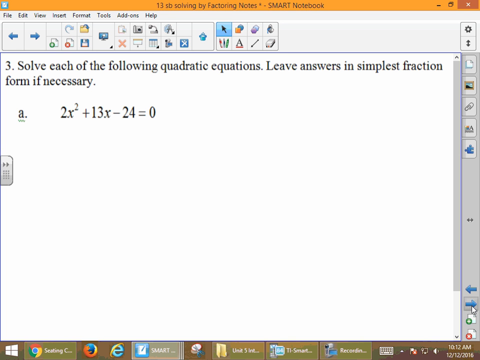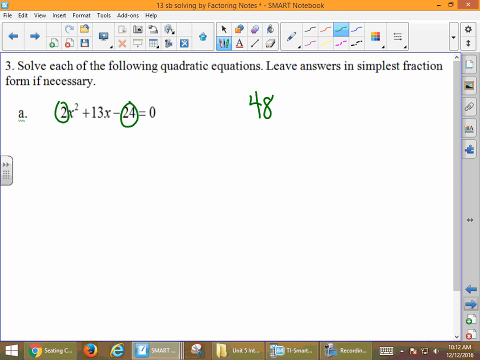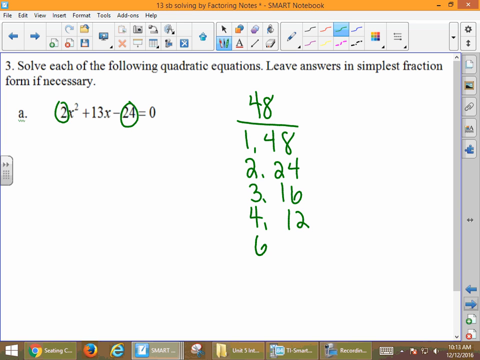And what we're going to have to do on this method here, 3a, is the same thing that we had to do on the bottom of our front page there, is we're going to have to split the middle. So we're going to start with our a times c, 2 times 24, which is 48. And the factors of 48 are 1 times 48, 2 times 24, 3 times 16, 4 times 12, and 6 times 8. Will any of those combine to be 13?